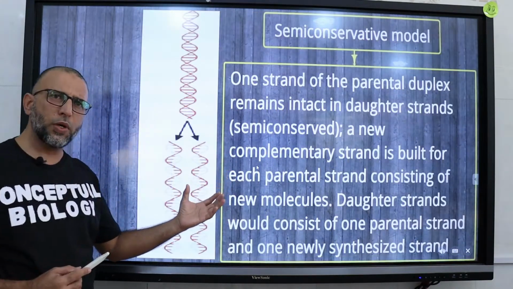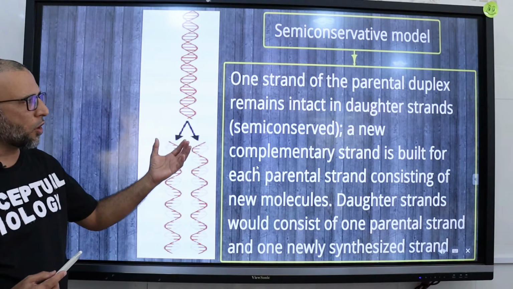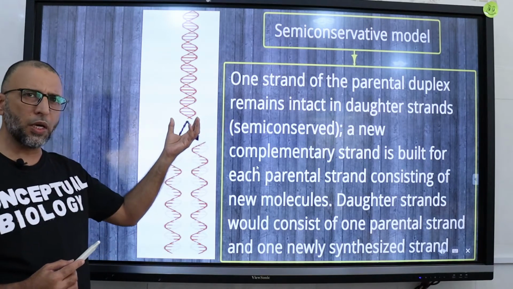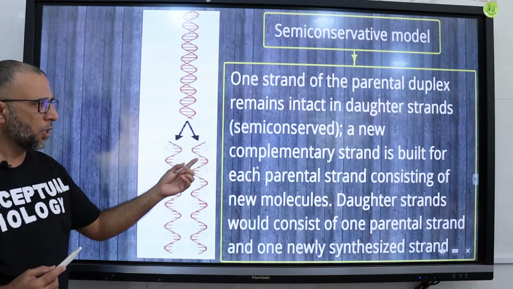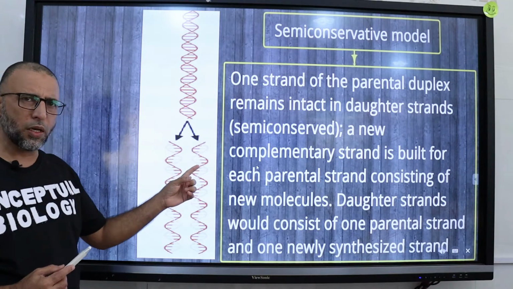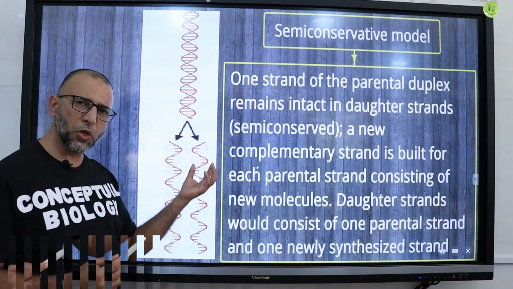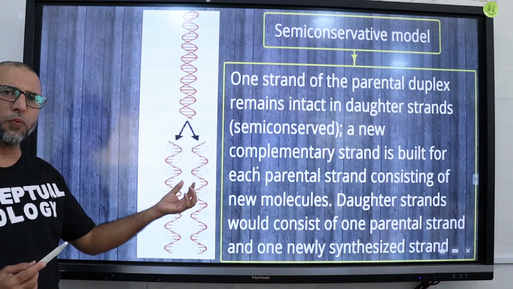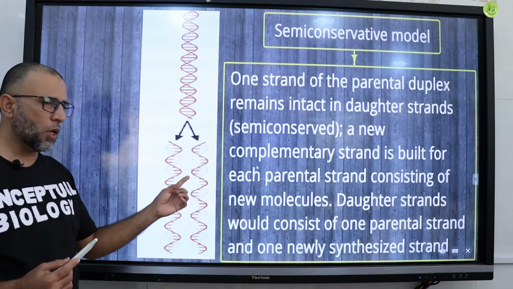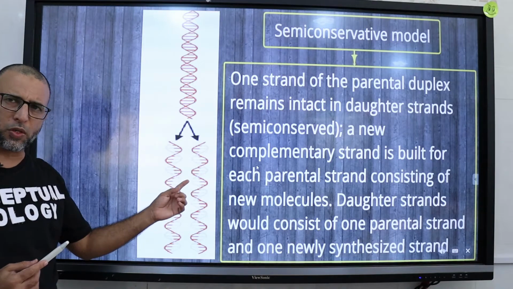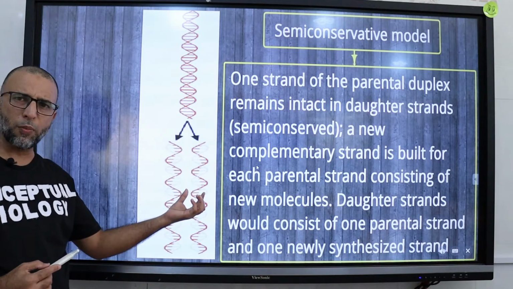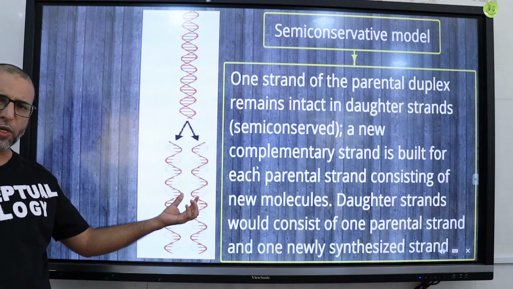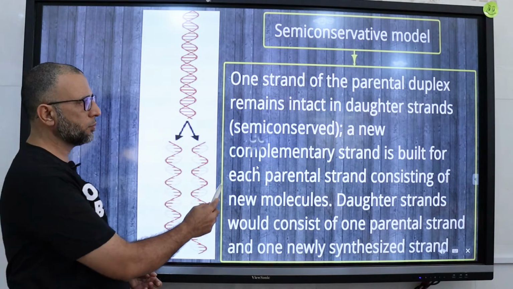In semi-conservative model, one strand of parental duplex remains intact in the daughter strands, so they are semi-conserved, and a new complementary strand is synthesized. So, daughter molecules would consist of one parental strand and one newly synthesized strand. So, after one round of replication, each DNA molecule has one old strand and one new strand.